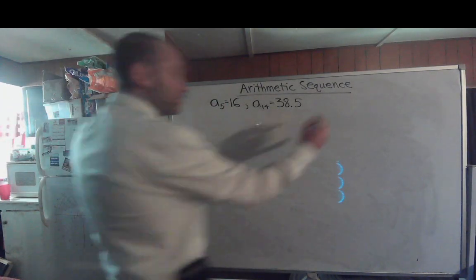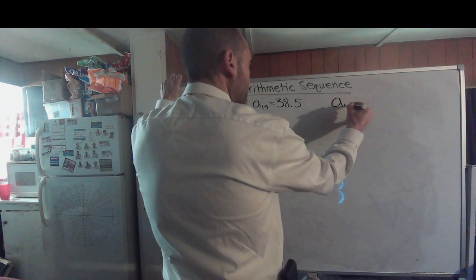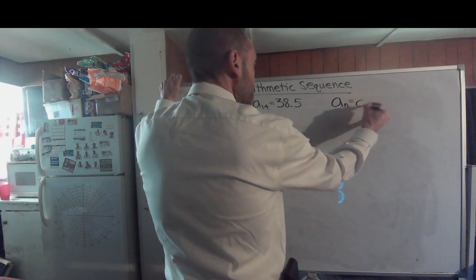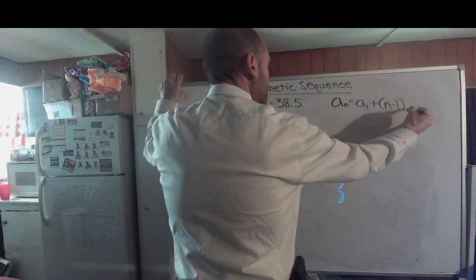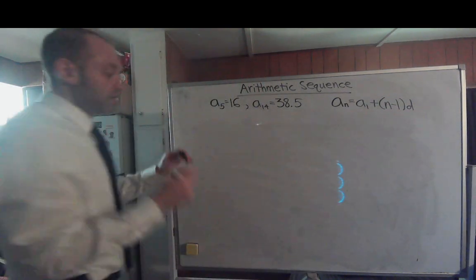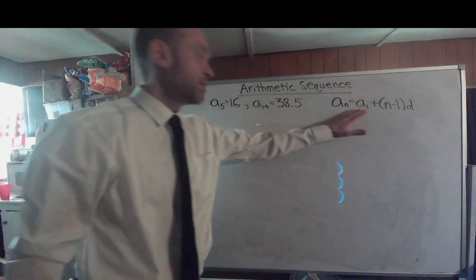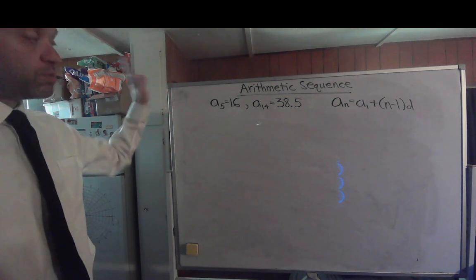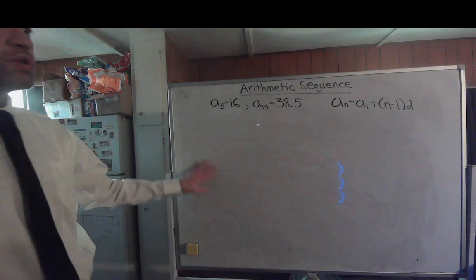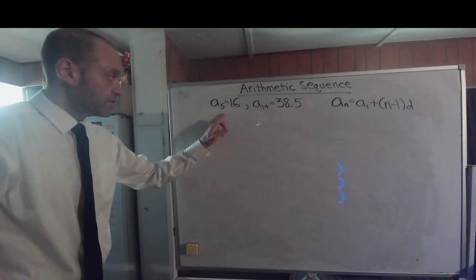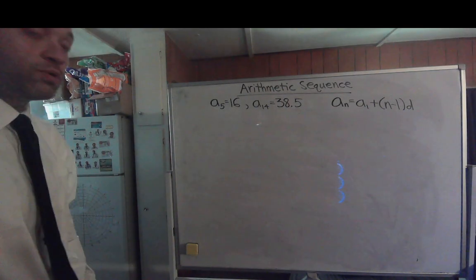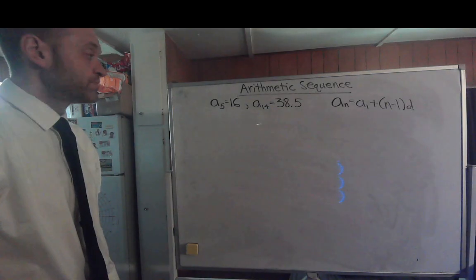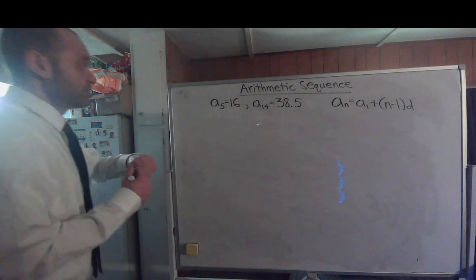And I'm sorry, I erased the formula. Let me put that formula back up. A sub n equals a sub 1 plus the quantity n minus 1 times d. There we go, there's our general formula for the arithmetic term. Now, we'll work from there. Since we don't know the first term or the common difference, we're going to have to form another system of equations. So, start with your fifth term.